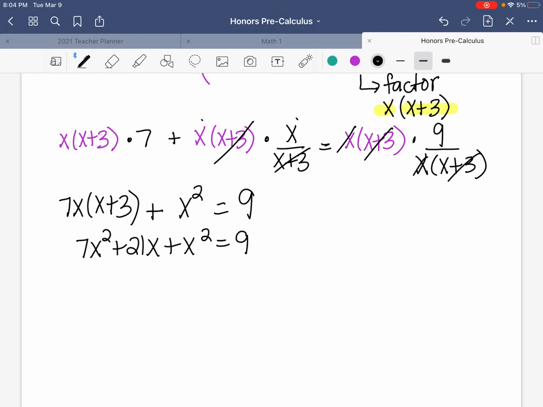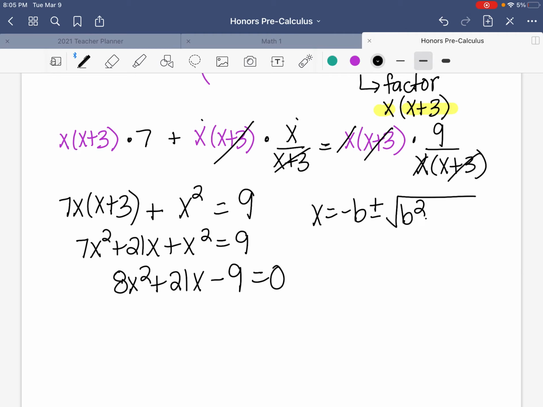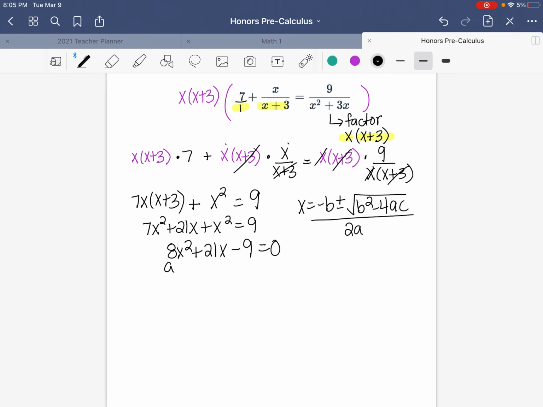So at this point, you can see that we have a quadratic forming here. So this is going to be 8x squared plus 21x. And I'm going to move that 9 over to make it minus 9. Now I'm going to do the quadratic formula this time. Remember, the quadratic formula is negative b plus or minus the square root of b squared minus 4ac, and that's all over 2a. So this is a, b, c.